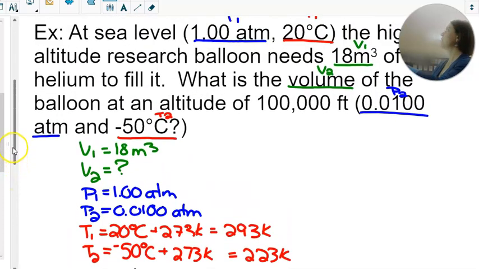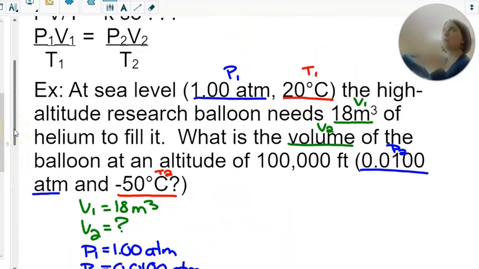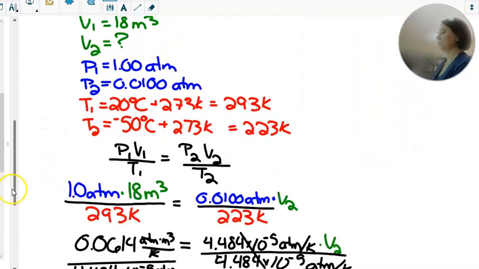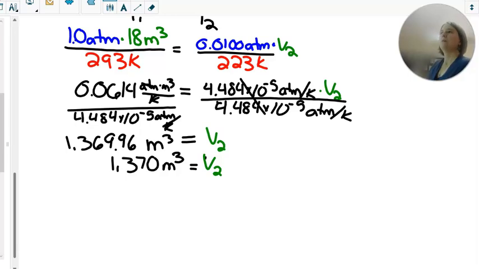So if it was just pressure, it would be 100 times bigger. So it would be 1,800 cubic meters. But the temperature went down, so it's going to be a little smaller than that, because when the temperature goes down, the volume goes down a little bit. Okay, so is our answer bigger than the original one? Yes. And is it less than 1,800? It is. So good job.